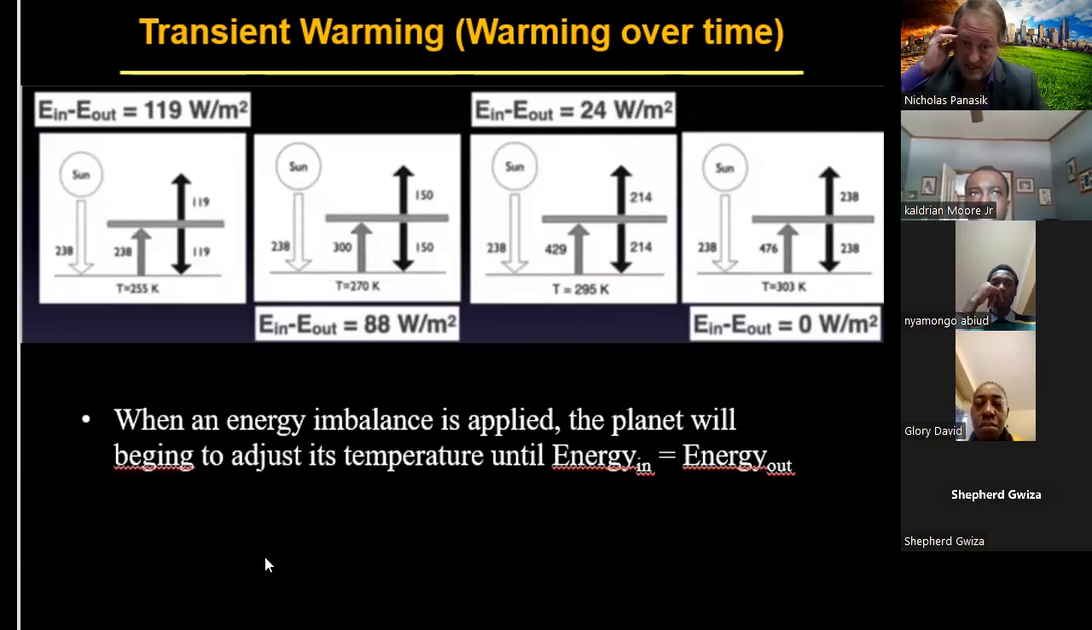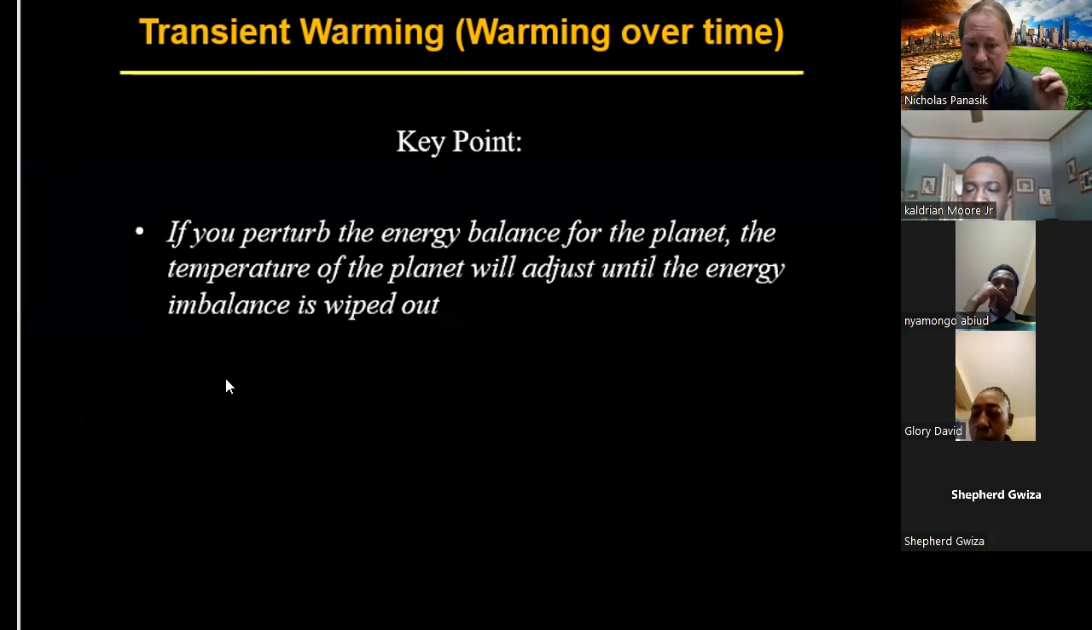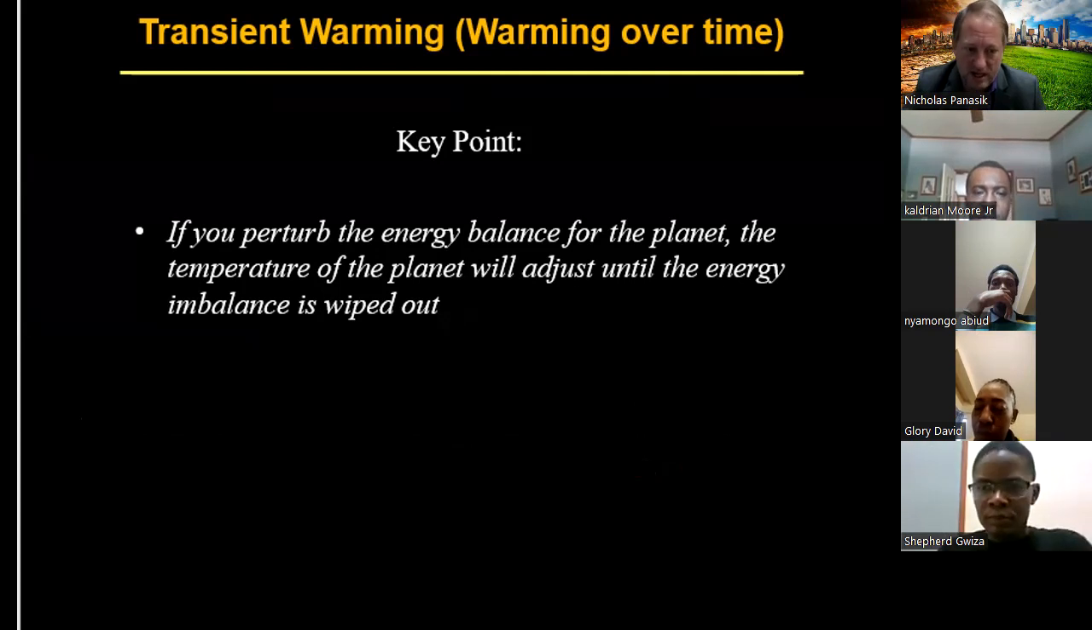And that's the whole point of this idea of transient warming: the minute you change something, it will take some time for the temperature of the planet to adjust until that energy imbalance is wiped out. And this is a key point here. If you perturb the energy balance for the planet, the temperature of the planet's going to adjust until the energy imbalance is wiped out. Does that make intuitive sense to everybody? Anybody have any questions? Okay.